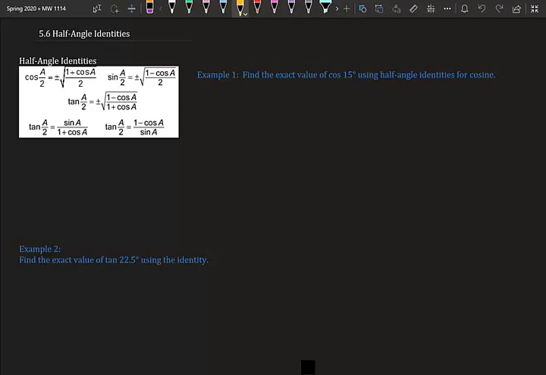So since we're working with cosine, the only identity we can use is cosine A over 2 equals plus or minus the square root of 1 plus cosine A over 2. Since we have a cosine in quadrant 1, we know that this is going to be a positive cosine value because we're working in quadrant 1.